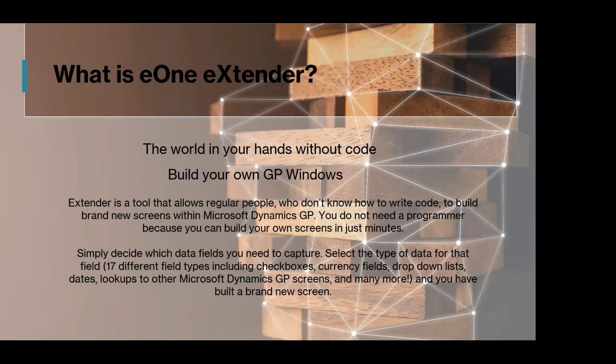You just need to decide what data you're looking to store or what data you're looking to capture. Select the type of that data, and there's 17 different types that Extender supports. And these include checkboxes, currency fields, drop-down lists, lookups, dates, text fields, note fields, pretty much anything you can dream up. It allows you to add those things to existing Great Plains windows or build a whole application outside of the delivered Great Plains windows.